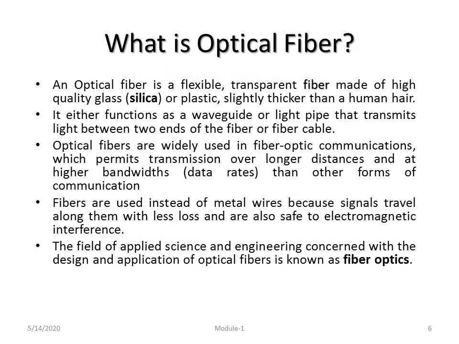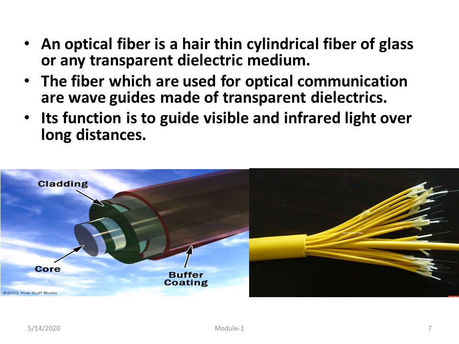So what is optical fiber? Optical fiber is a flexible transparent fiber made up of high quality glass material or silica, or sometimes plastic is also used for making optical fiber. It is widely used in fiber optic communication for transmitting data over a longer distance and with a higher bandwidth. And because of this fiber, there are many application advantages that we'll study later.